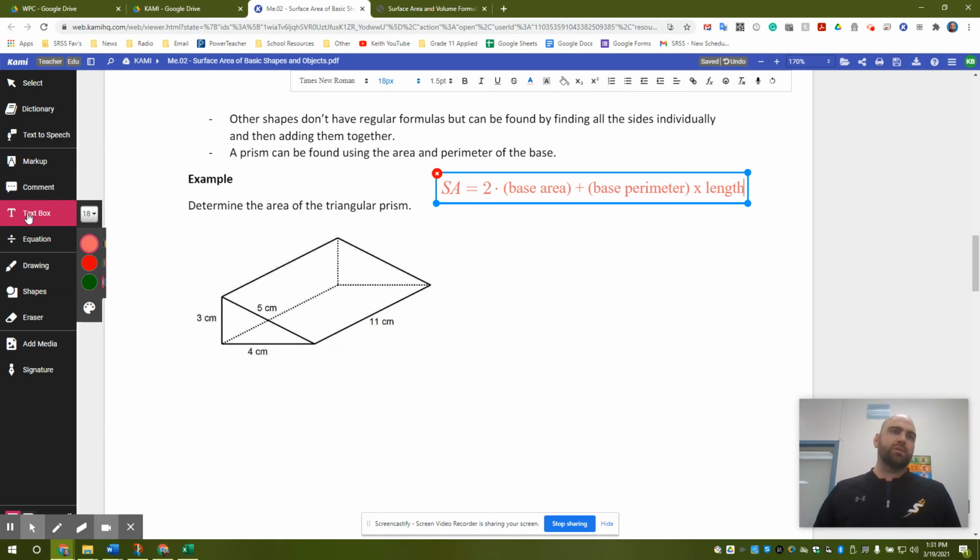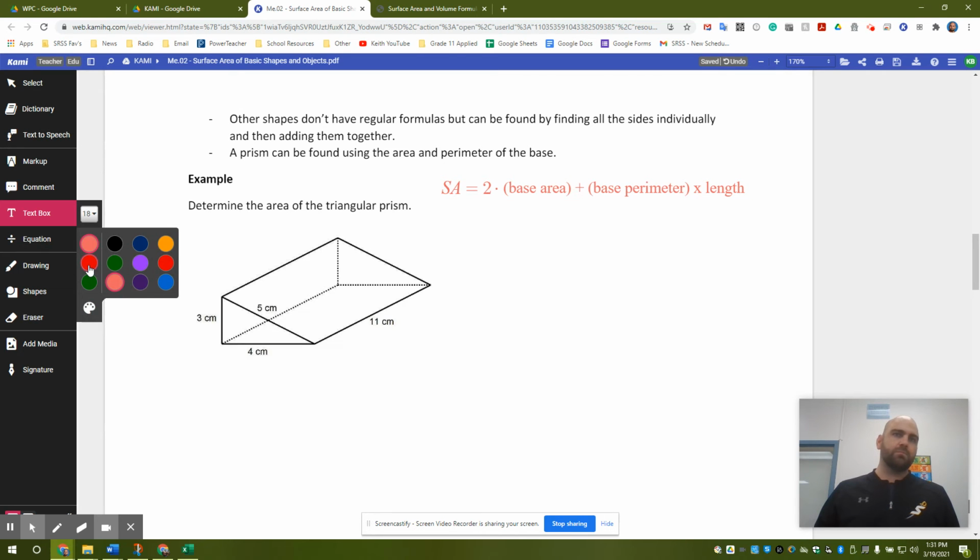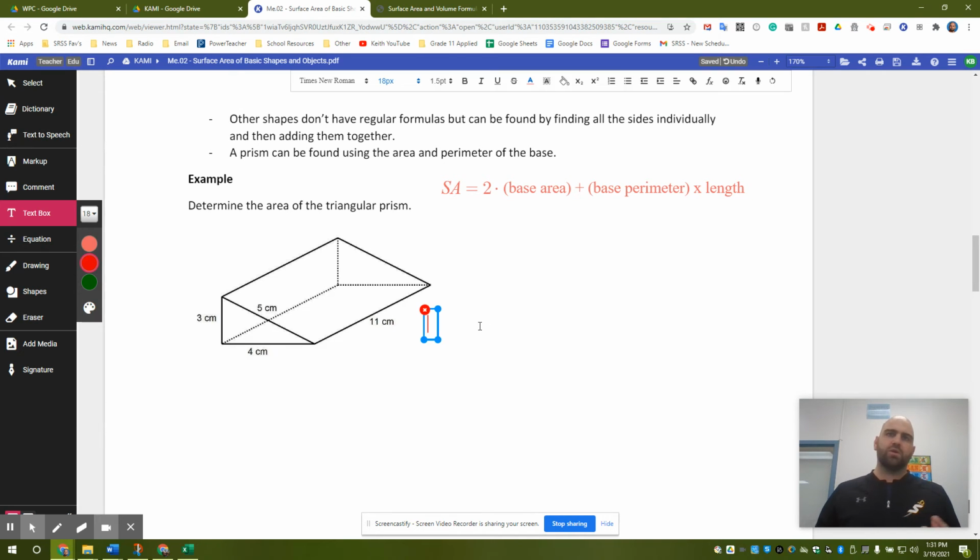So what we're going to do is find the area of this shape here. I should maybe label some of it. This is going to be the length of our prism. This is going to be our base. This is going to be, sorry, triangular prism. This is going to be our height.